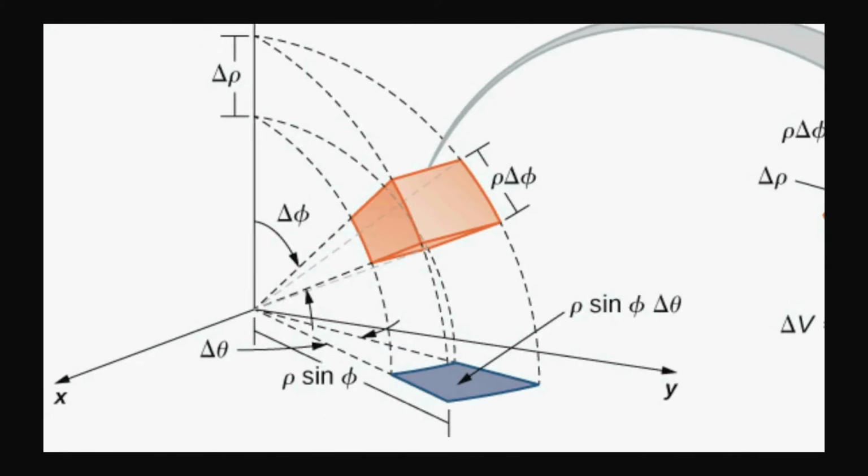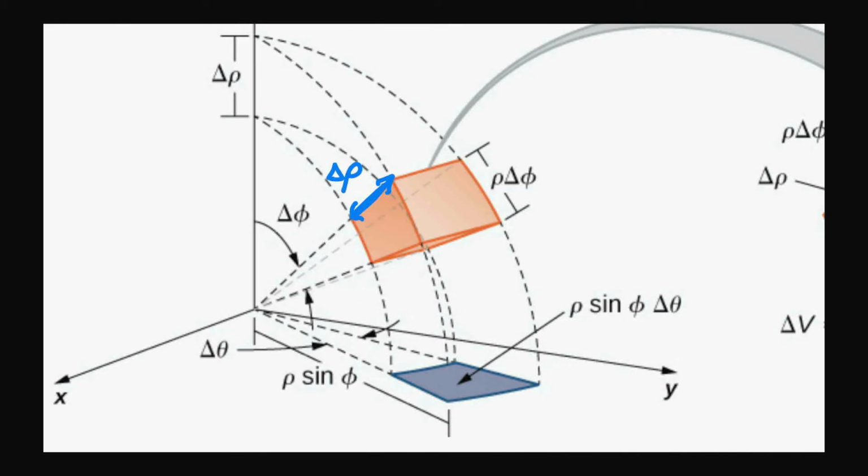So let's see here. First of all, this distance right here. We know that the way you measure rho is from the origin out to the point. So from here to here, the only thing that's changed is rho. So this is actually a delta rho, that dimension.